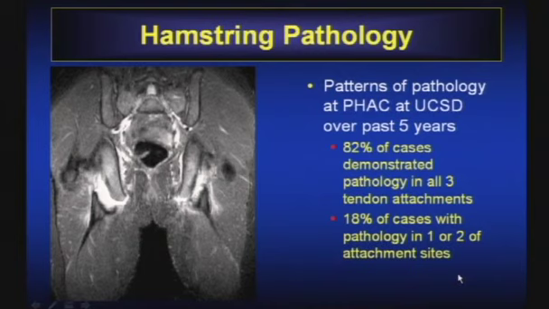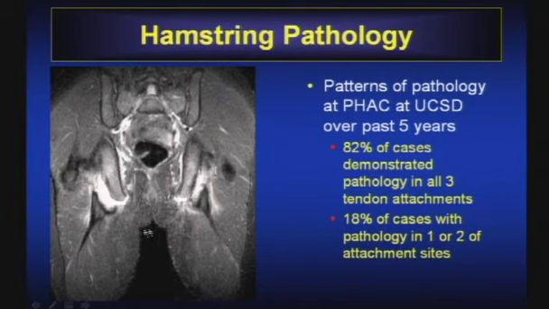A few years ago, we looked at all the patterns of pathology at the PHAC, the proximal hamstring attachment complex. That's a term that was coined by one of our Australian research fellows a few years back. So we found that 82% of our cases demonstrated pathology in all of the tendon attachments. This is supported by the literature. Only 18% of our cases had pathology in one or two of the attachment sites.